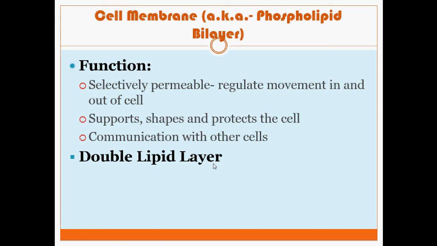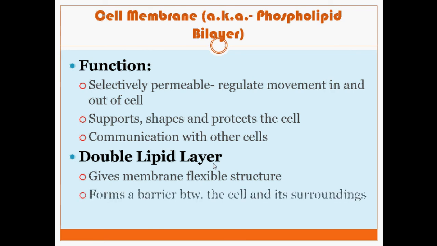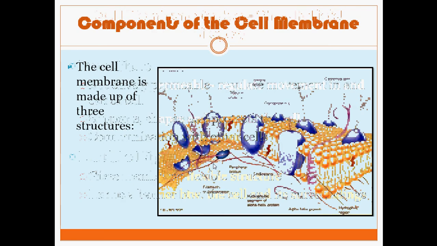When we look at this layer, it looks like a double layer. There are two layers to it, and this allows it to have a flexible structure, allows the cell to have some movement to it. And then it also forms a really nice barrier between the cell and its surroundings, and this protects the inside of the cell from things that may want to come into the actual cell itself.